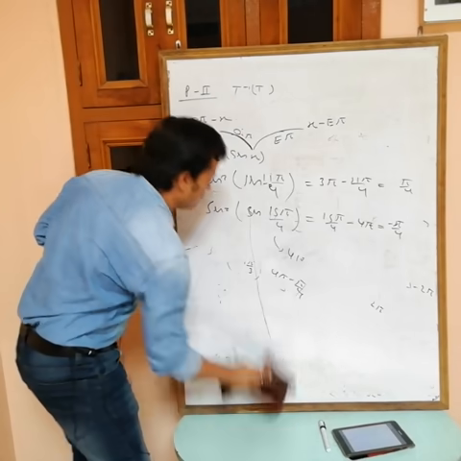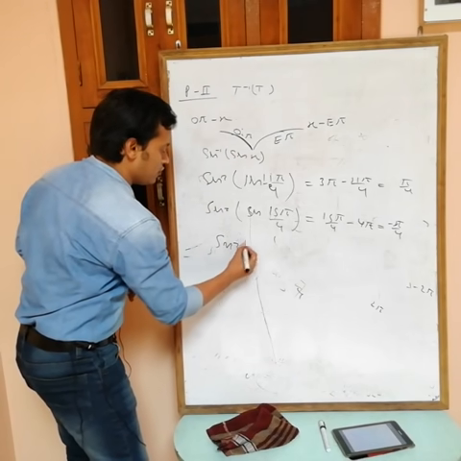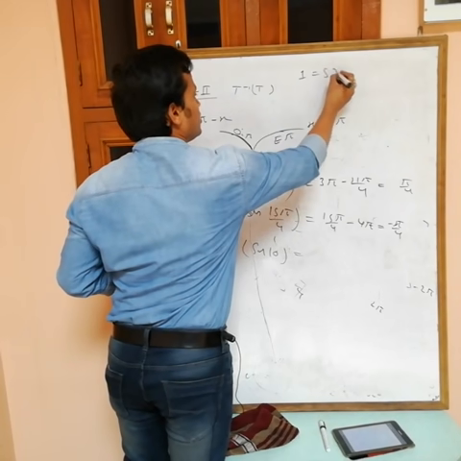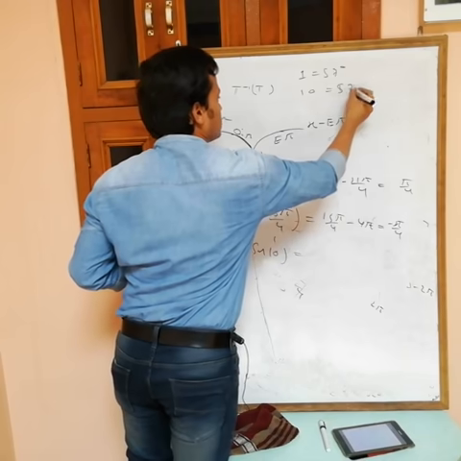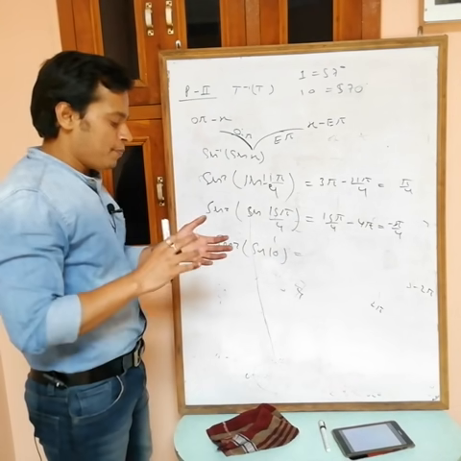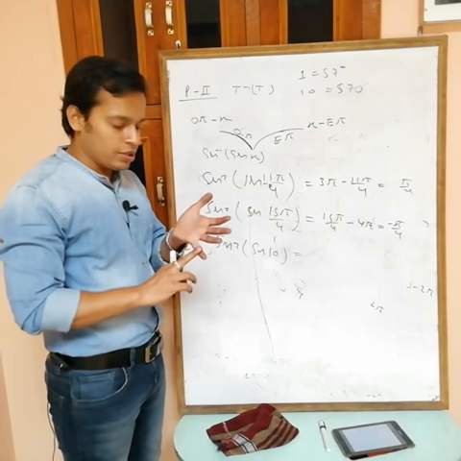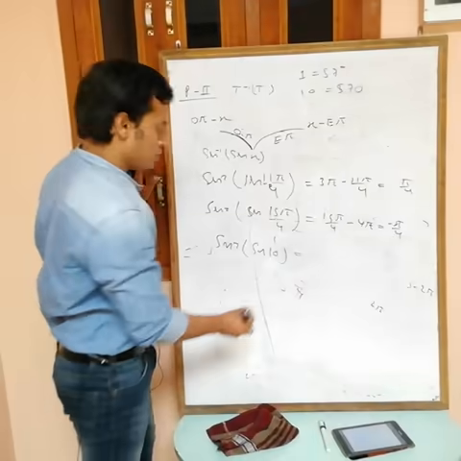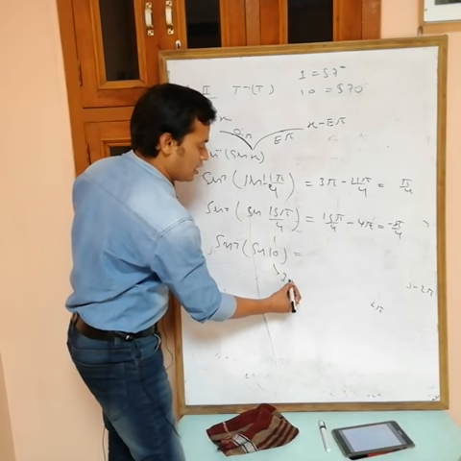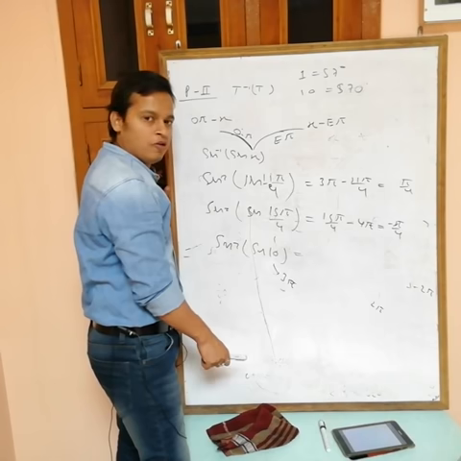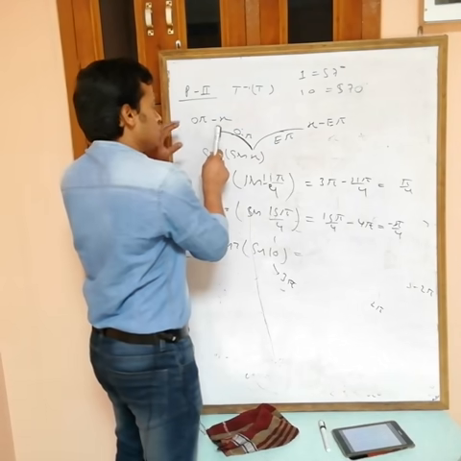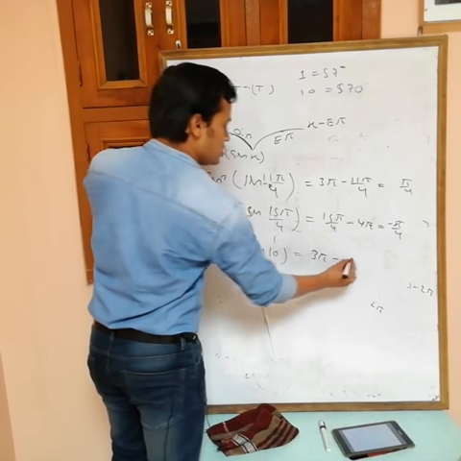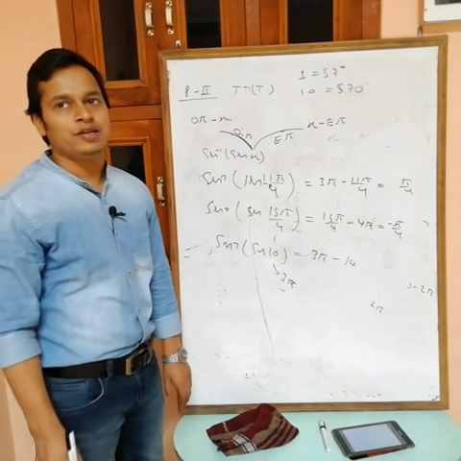See, suppose sine inverse of sine of 10. 1 radian is around 57 degrees, so 10 is 570 degrees. Now pi is 180, 2 pi is 360, 3 pi is 540, so this is near to 3 pi. Now is 3 pi an odd multiple or an even multiple of pi? An odd multiple of pi. So the answer is the odd multiple of pi minus x, which means 3 pi minus 10. Like this you can easily find it.